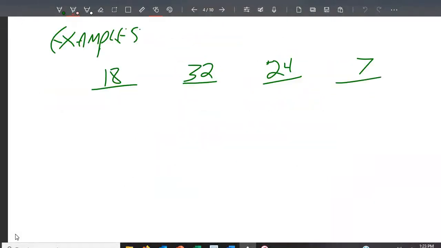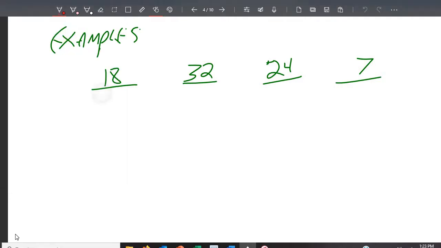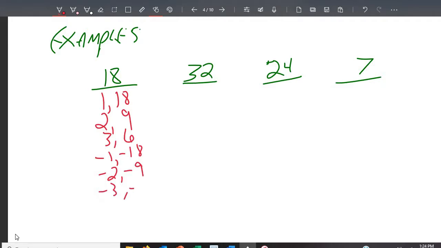Now, I want to practice doing that. How I list the factors, I just start with the number 1 and the number itself. And then I'll check 2. 2 goes into 18 9 times. Then we'll check 3. Then we can check 4. We can check 5. But that's all of the factor pairs, the positive numbers of 18. Then we have to turn around and list them with negative signs. All of these numbers multiply to be positive 18.